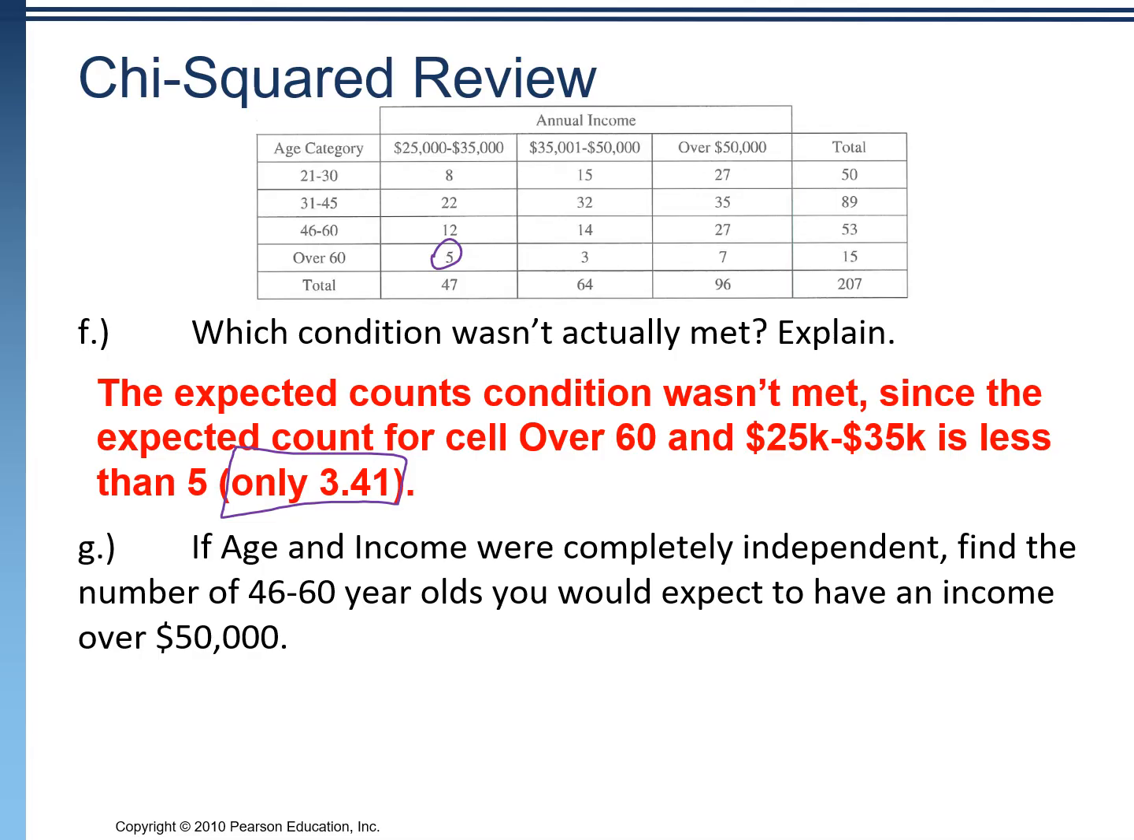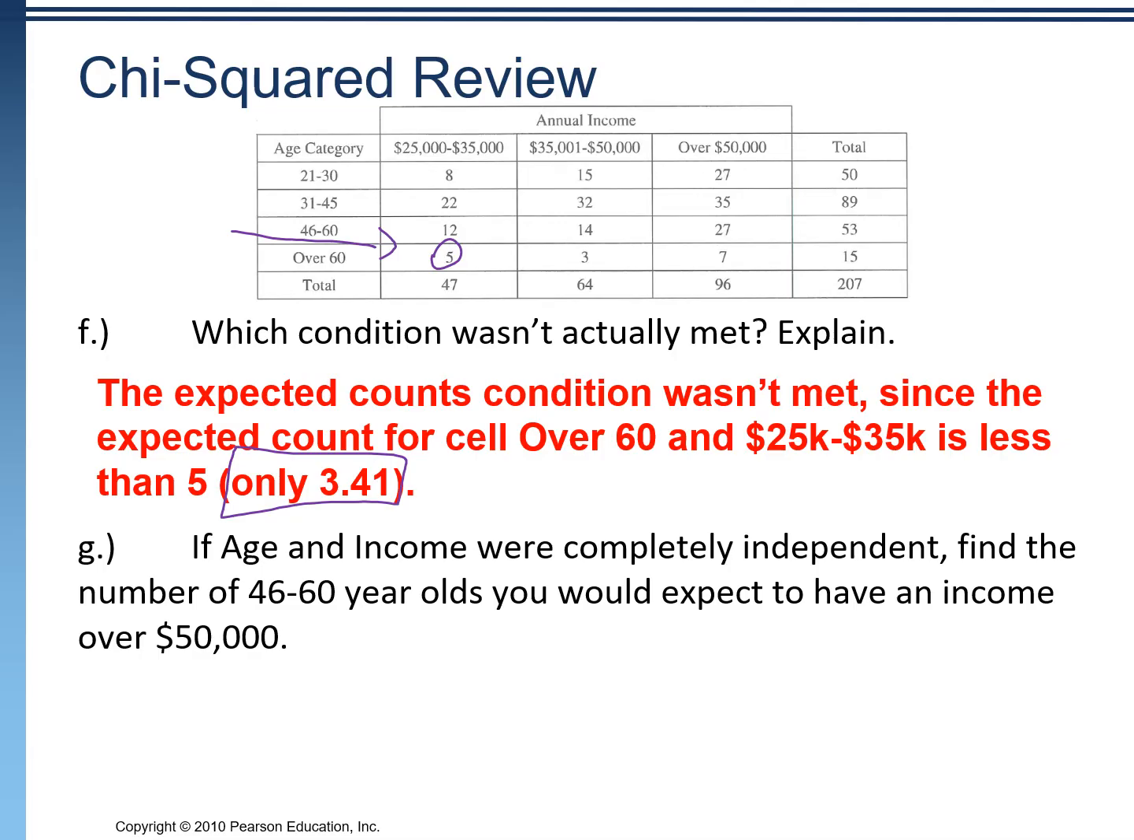violated. Also a note, since this was the cell with the smallest expected value, is that it's really the only one we have to check. If we were to check that and get a value above 5, since this is the smallest expected value, all the other ones would be above 5 as well.